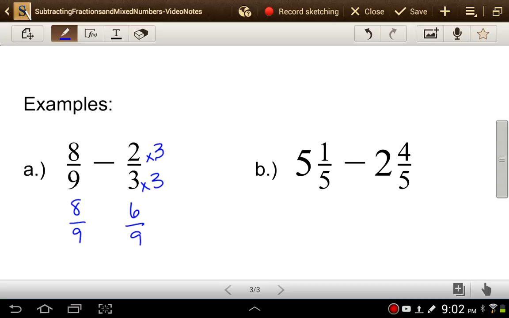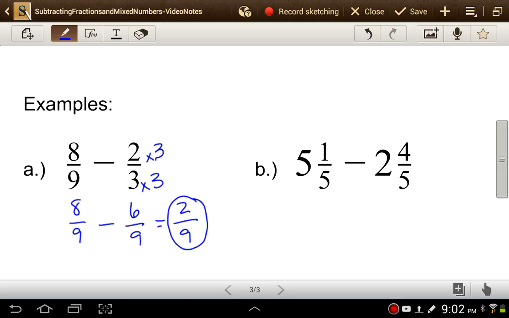Now I'm going to subtract those. Okay, subtract the numerators. 8 minus 6 is 2. Denominators stay the same, which is 9. That is why they have to be the same. Otherwise, I would have to go through all that work. But they must be the same, so that's why I have to convert them. Okay, for b, my denominators are the same, so I don't have to worry about that.